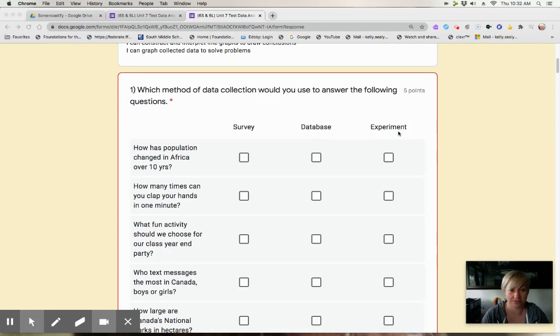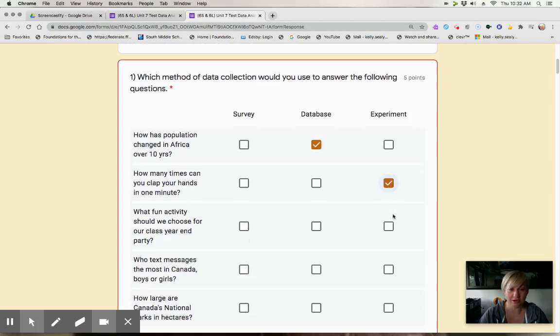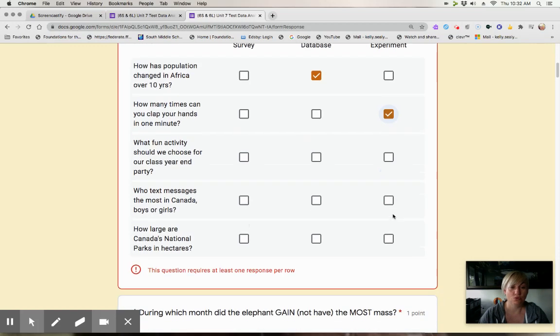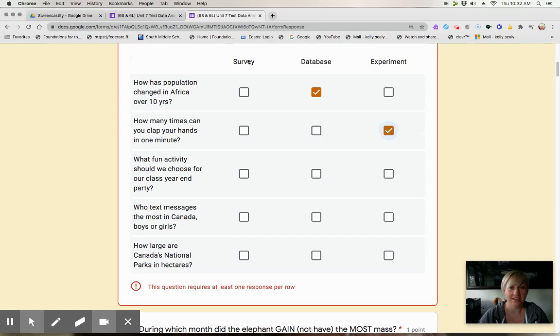So for the first one, how has population changed in Africa over 10 years? That is something you'd have to research on the internet. So that means choose database for that one. For the next question, how many times can you clap your hands in 1 minute? That is something you'd actually physically have to do and then time yourself, so that's an experiment. For which fun activity should we choose for our class year-end party? That's something we want to ask the students in our class to find out, so that should be a survey.